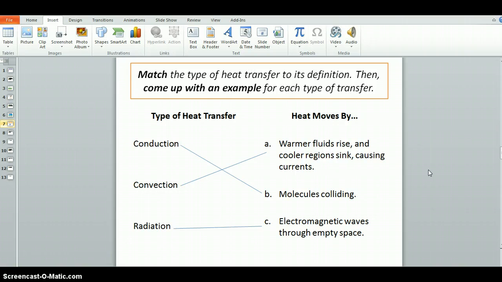Same thing with the sun. The sun's heat energy is not moving through molecules, right? There's no molecules colliding in that empty space. The heat is moving through just electromagnetic waves through that empty space to warm the earth.